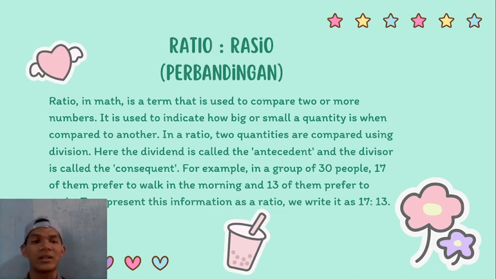For example, in a group of 30 people, 17 of them prefer to walk in the morning and 13 of them prefer to cycle. To represent this information as a ratio, we read it as 17 to 13.